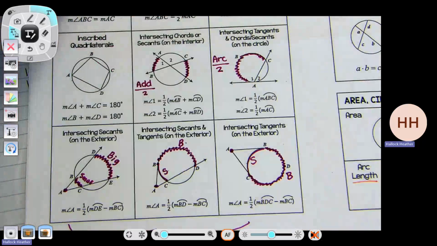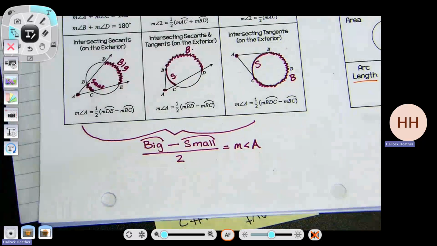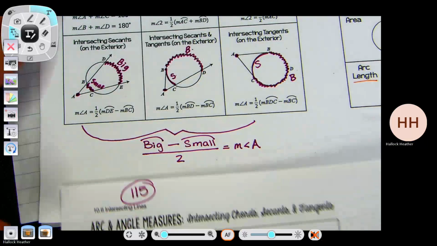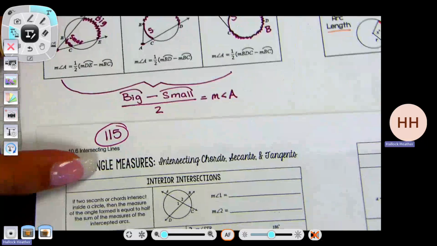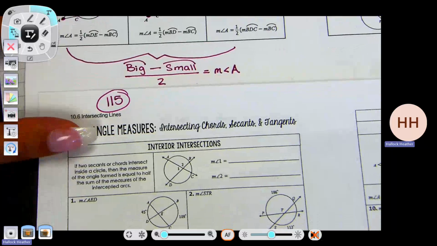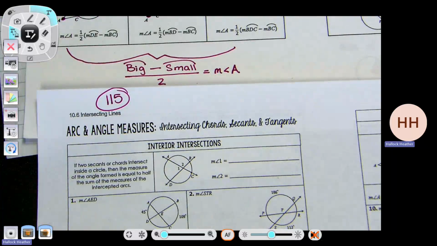Oh, the bottom. Oh, this part. Yeah, that's important. That's the formula. Let me leave that for a second. So big minus small divided by 2 equals the actual angle on the outside. So it kind of looks like a bird's nose. So if it's got the nose on the outside of the circle, you subtract.